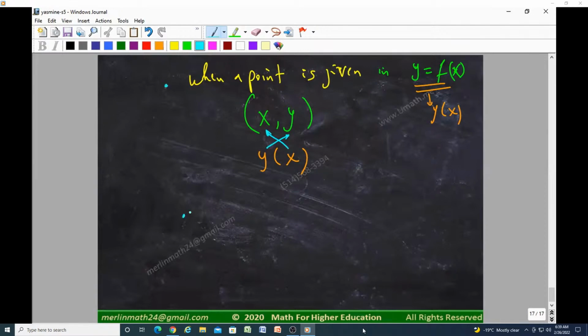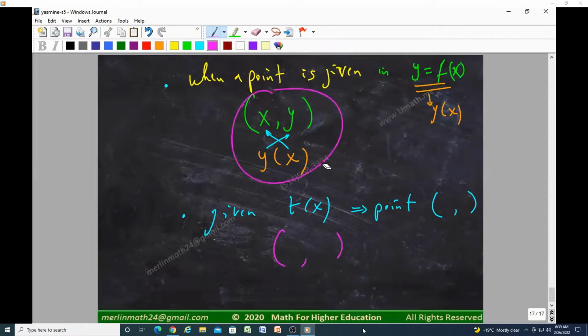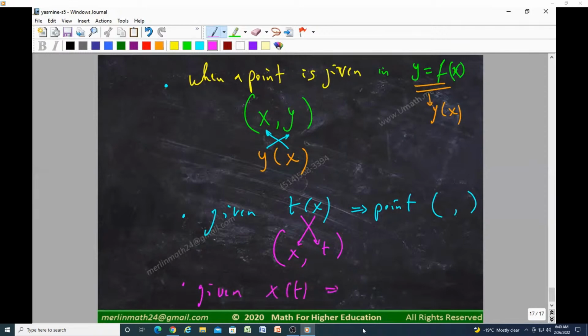Now, given t bracket x, how is the point now designed? What shall I put here? Is it tx or xt? I don't have y. You get it? The point would be the same way as I am doing there. So this x comes there, this t comes here. Okay, let's say given x bracket t, as x is a function of t. So what is the point then? What do you put first?